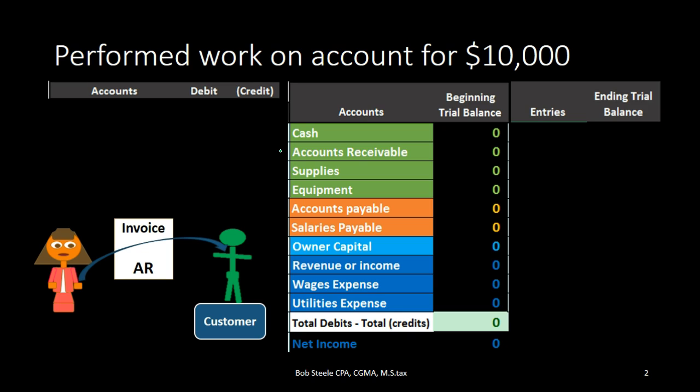We know that assets have debit balances, and we know people owe us more money, and therefore that asset needs to go up. How do we make something go up? We do the same thing to it as what it is. Assets have debit balances, therefore we're going to debit the accounts receivable in this case. That means we're going to have to credit something.